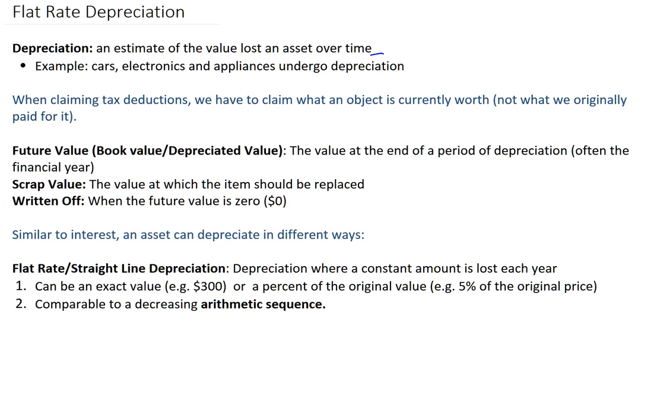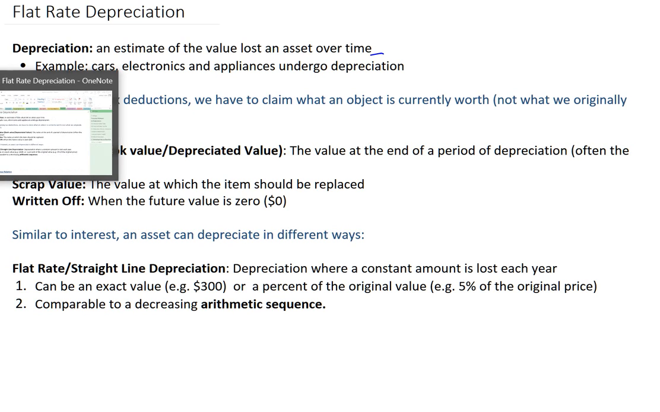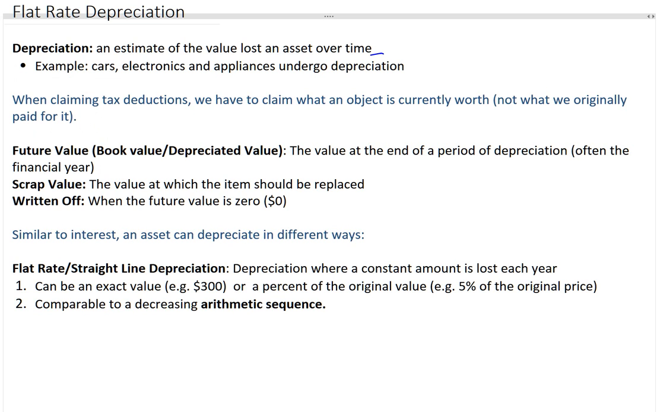A couple of keywords that we're going to be talking about when we work on depreciation questions, so just changing the terminology slightly. The first is the future value. So this is essentially our VN, our current value. So future value, it can also be called the book value or the depreciated value. So depreciation, okay, is the value lost. So depreciation is what it goes down by. The value it becomes, future value, book value, or depreciated value.